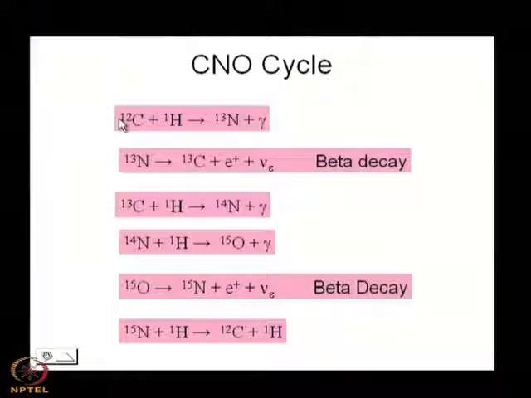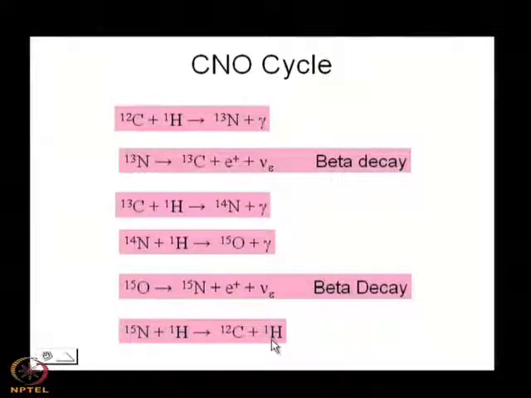You start off with carbon 12 colliding with one proton, and this produces nitrogen 13 and a photon. Now, this nitrogen 13 then does beta decay, and in this beta decay it produces carbon 13 and a positron and a neutrino. Now, the carbon 13 then collides with the proton to produce nitrogen 14 and a photon. Nitrogen 14 then collides with a proton to give you oxygen 15 and a photon. Oxygen 15 then again does a beta decay. It becomes nitrogen 15 plus a positron and a neutrino. The nitrogen 15 then collides with a proton to give back carbon 12.